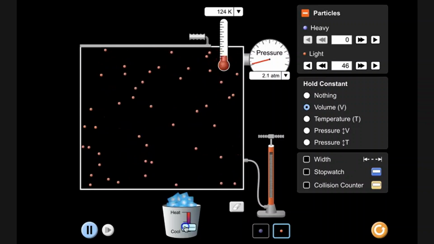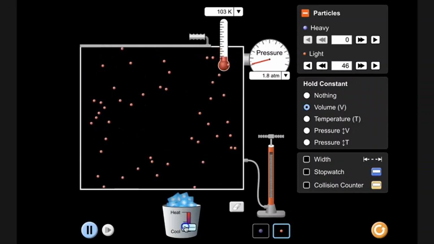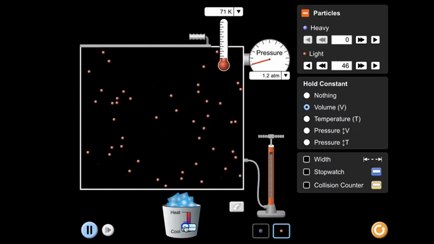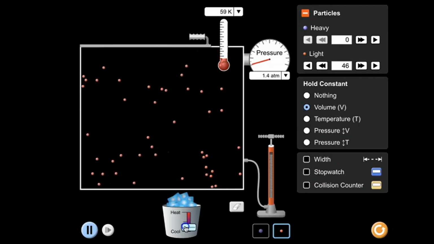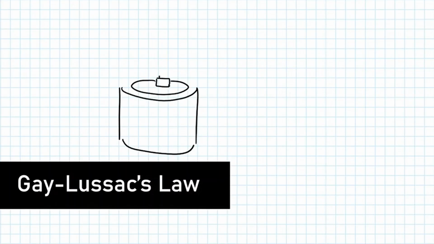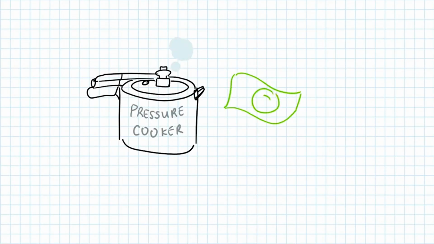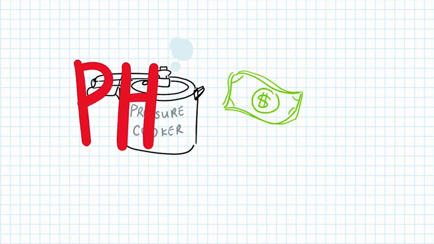And when the temperature goes down, the pressure also goes down, as long as that volume is held constant, as Gay-Lussac's law tells us. Have you ever used a pressure cooker to make your lamb stew or that juicy pulled pork? If you own a pressure cooker, you would know that it saves you loads of time and money. And here's the physics to explain why.